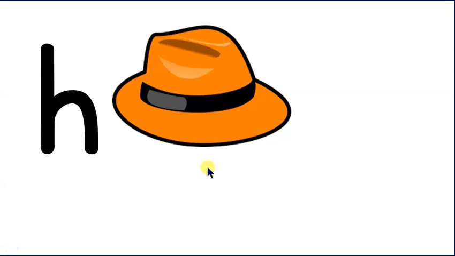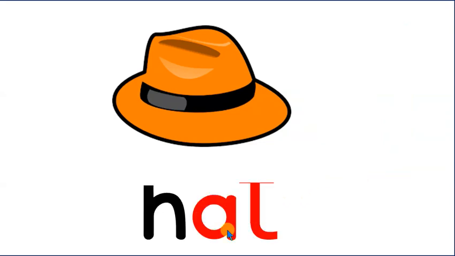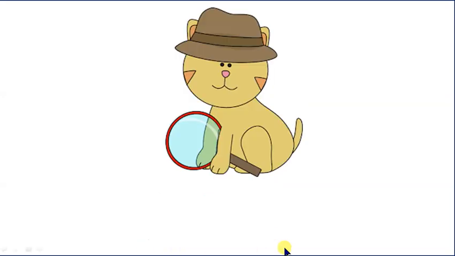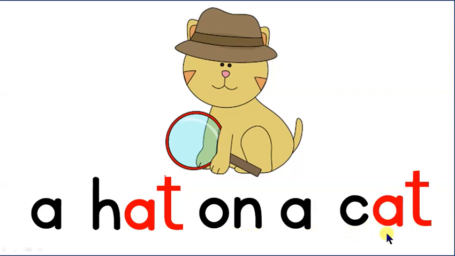Ha, ha, at, ha, at, hat. Read after me. Hat, hat. Cat is wearing a hat. A hat on a cat. A hat on a cat. Now you read. Good. A hat on a cat.